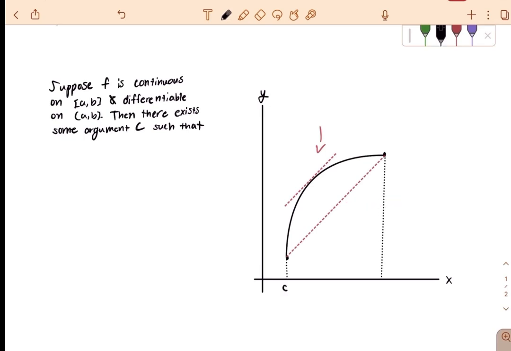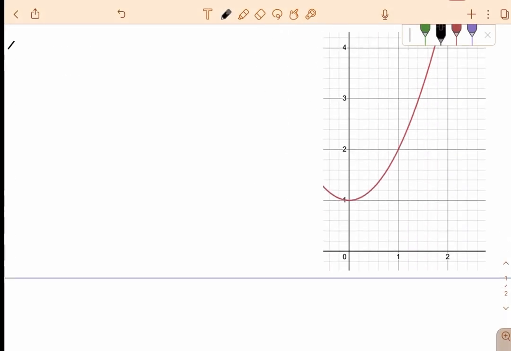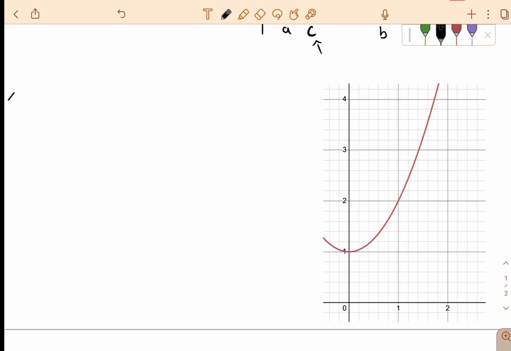Another way to think about this would be that the secant slope, also known as rise over run, has an equal tangent slope at some point c. So this is the rise over run of our secant slope, which is equal to where I pointed at on that point c. The funny thing about the theorem is that it doesn't necessarily give a route to solving the problem. So let's go ahead and look at an example.